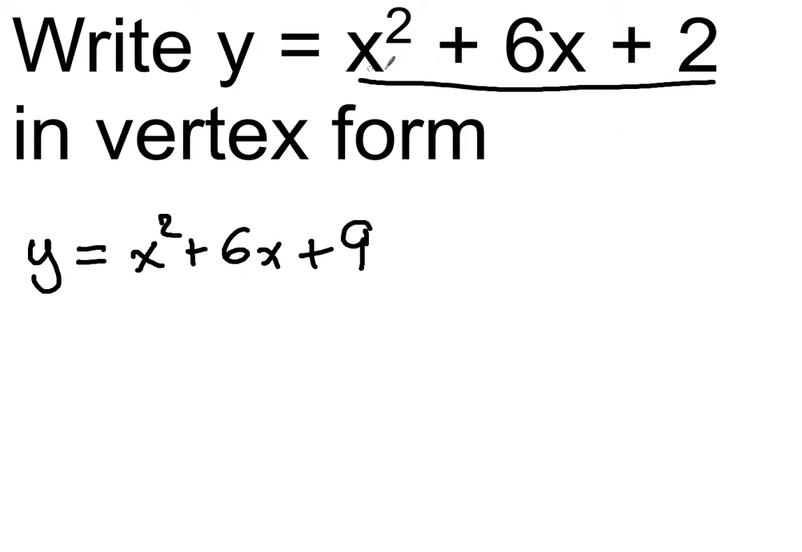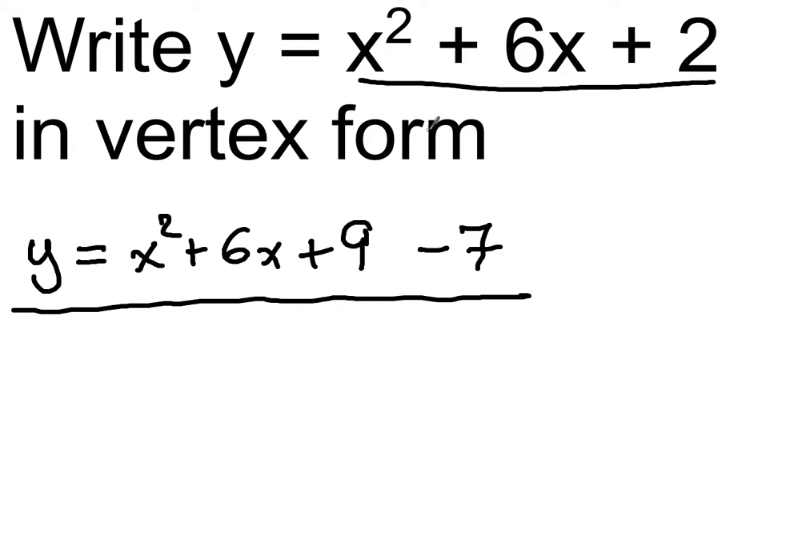So what I'm going to do is I'm going to take this problem and I'm going to write 9 instead of 2. But then, what did I add? I added something to 2 to get to 9. I added 7 more to get to 9. Well, I can't just add something, so I'm going to subtract 7 off. You can see that 9 minus 7 is 2. So I haven't actually changed this problem at all right here. X squared plus 6x plus 9 minus 7 is the same thing as x squared plus 6x plus 2.